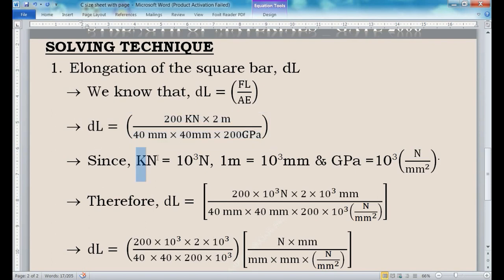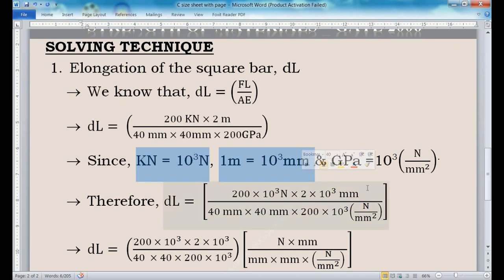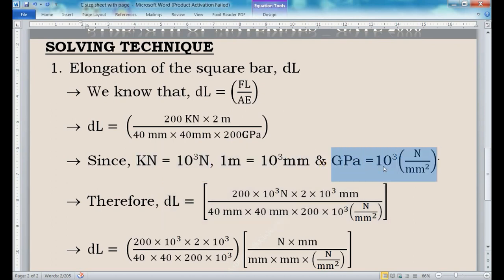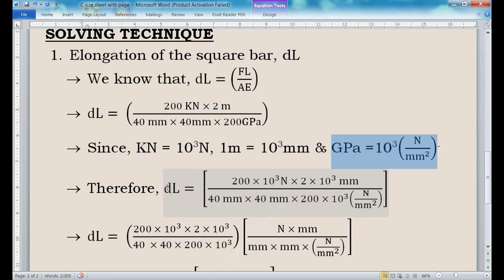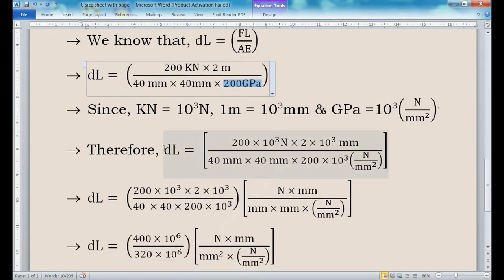We know that kilonewton is 10 power 3 Newton and 1 meter is 10 power 3 mm and gigapascal is 10 power 3 Newton per mm square. Therefore, 200 kilonewton will be rewritten as 200 into 10 power 3 Newton, and 2 meter will be rewritten as 2 into 10 power 3 mm, and 200 gigapascal will be rewritten as 200 into 10 power 3 Newton per mm square. Therefore, dL is equal to 200 into 10 power 3 Newton into 2 into 10 power 3 mm divided by 40 mm into 40 mm into 200 into 10 power 3 Newton per mm square.